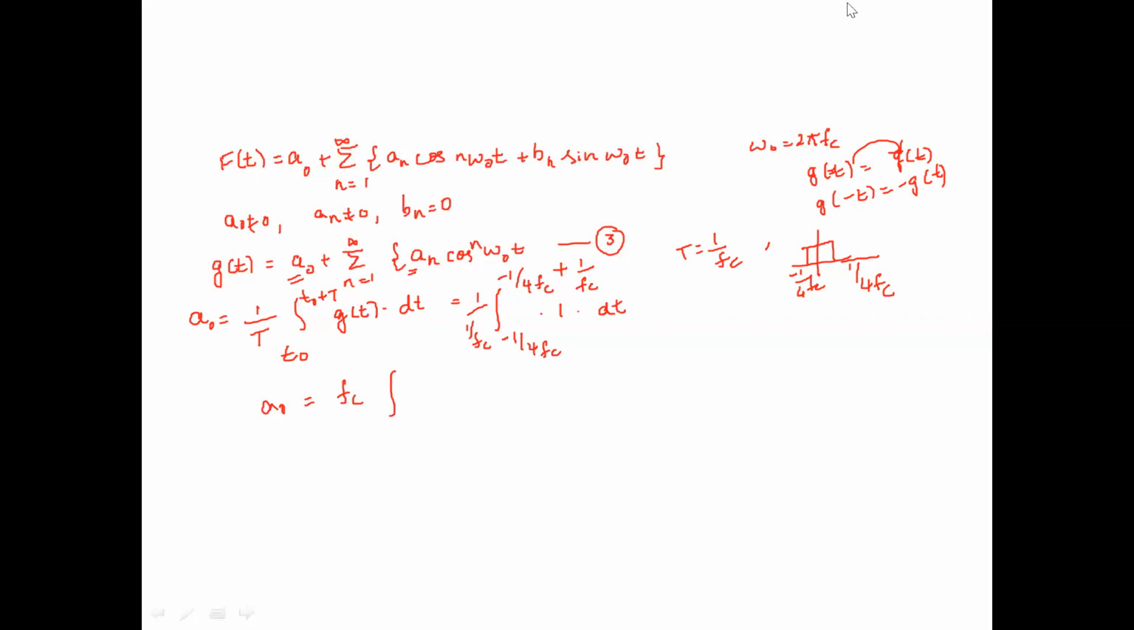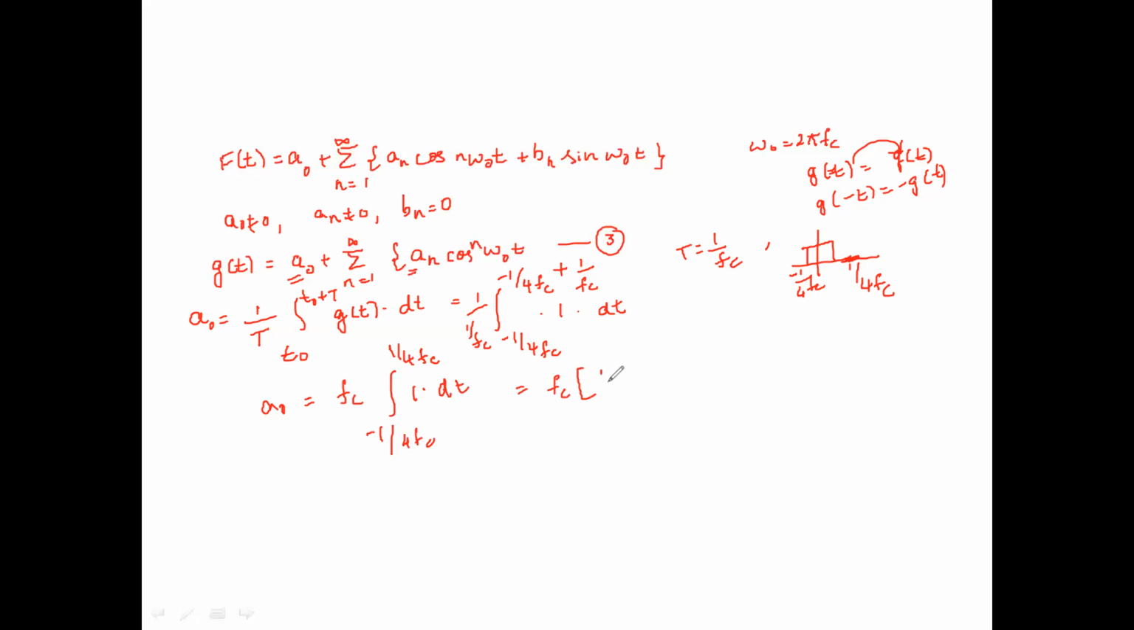And you can see here the wave exists only from minus 1 by 4 to plus 1 by 4. For all other values in that time period, since it is periodic, the wave is not there. I mean, the pulse is not there. So I will be taking the integral from minus 1 by 4 fc to plus 1 by 4 fc. Why? Because for all other values, the pulse will not be visible. So it is 1 into dt. So when you simplify, you get fc.